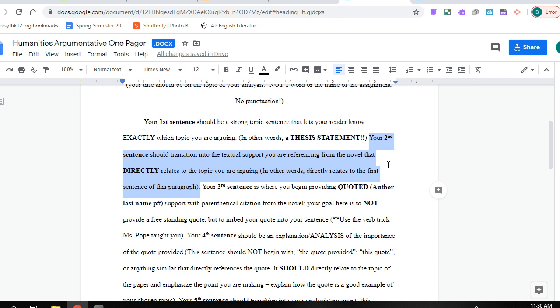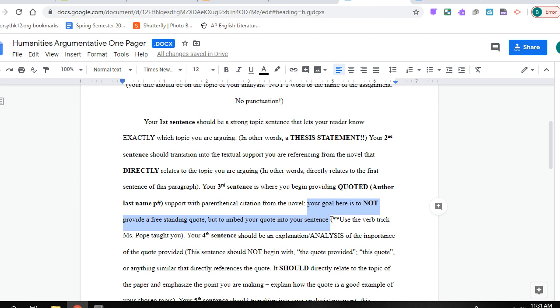All right. Your third sentence is where you will begin providing quoted support with parenthetical citation from the novel. Right, your goal here is to not provide a freestanding quote, but to embed your quote into your sentence. This is mature writing. You've been practicing it all year. You know how to do it.